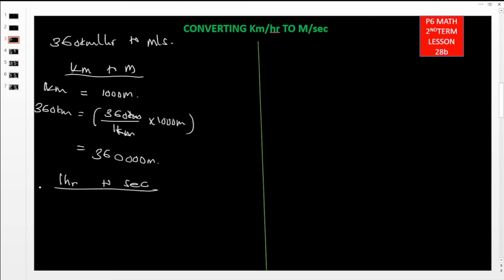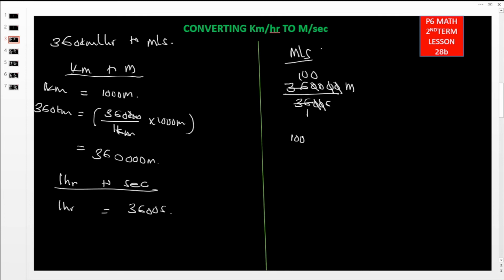Then let us convert our 1 hour to the seconds here. So what are we going to get? 1 hour is equal to 3600 seconds. Then lastly we are going to have meters per second, right? That is 360,000 meters out of 3600 seconds. 0 0 0 0, 36 1 0 0. So we get 100 meters per what? Per second.